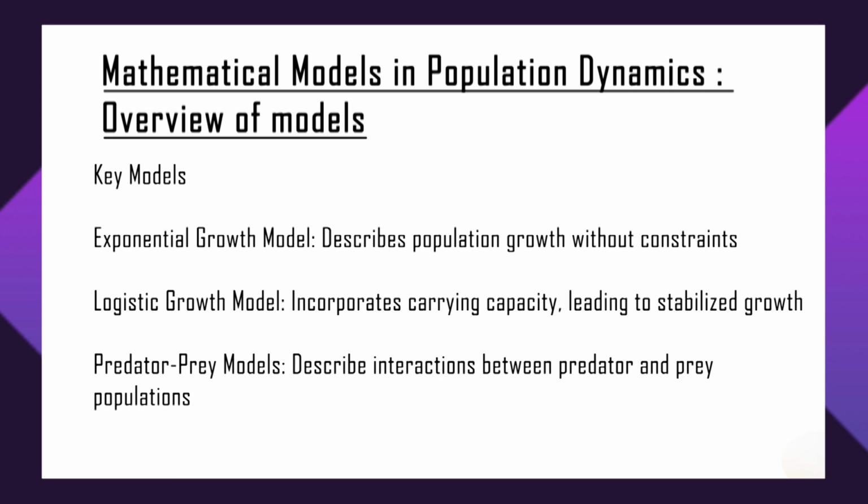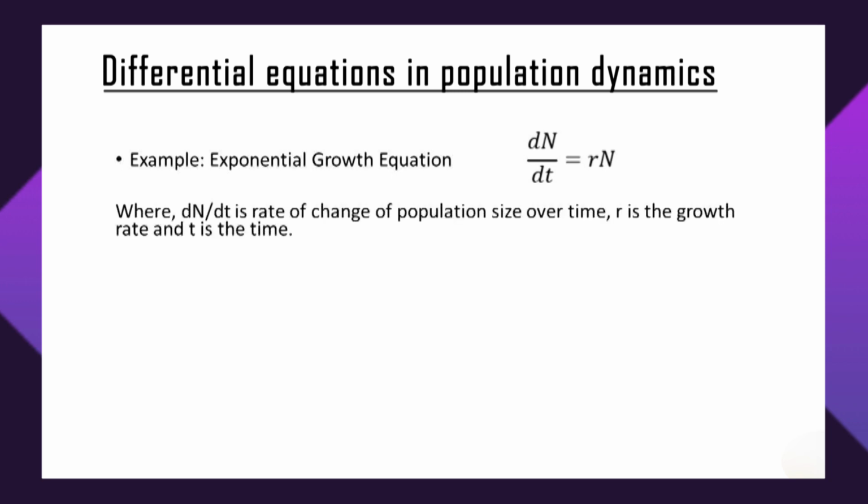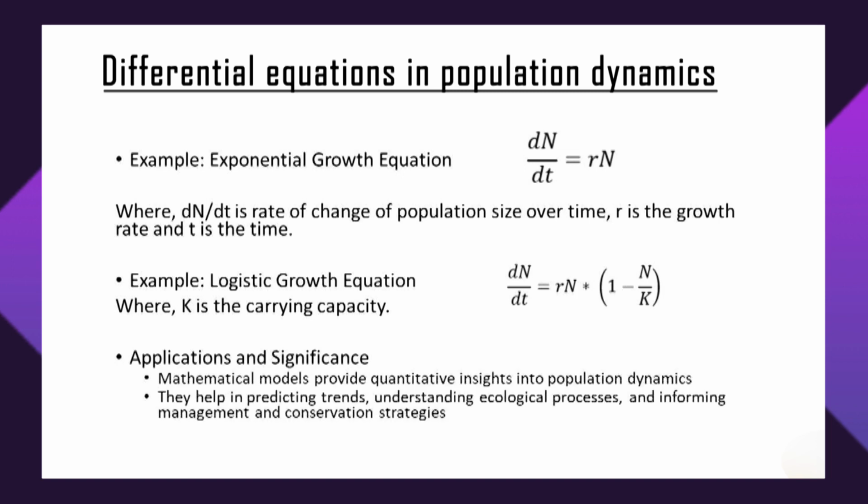Differential equations often express how a population's rate of change relates to its current state. They provide a dynamic understanding of how population changes over time. The first example is the exponential growth equation. In this equation, dN/dt represents the rate of change of the number of population over time. It is often expressed as mu times N. N is the initial population and mu is called the growth rate associated with that particular population.